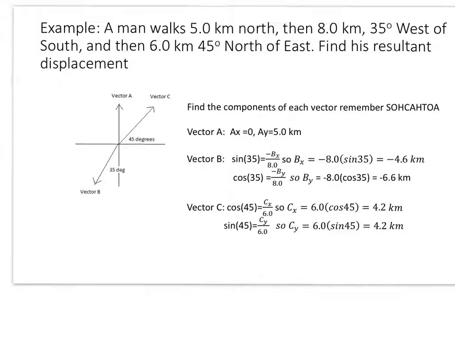And then for the y component, we use sine 45 equals cy over 6. Solve for cy, also being positive because it's acting upward. That is also 4.2 kilometers. And of course, the reason they're both the same is because sine of 45 and cosine of 45 are the same values.